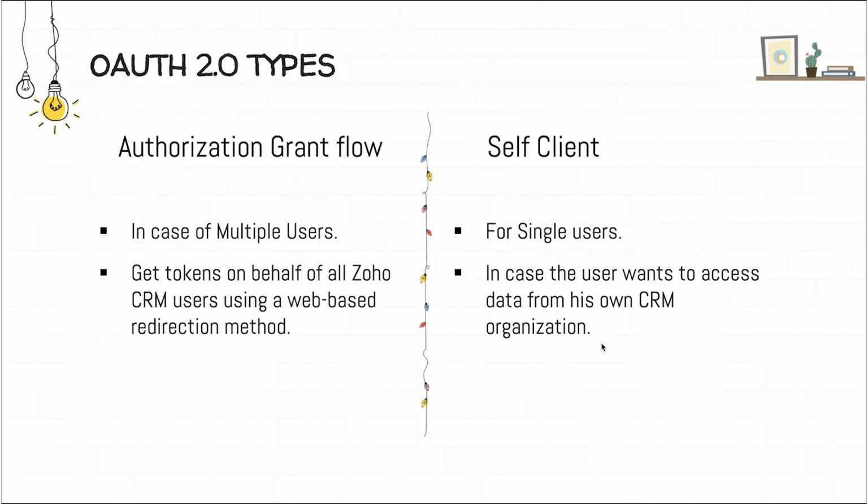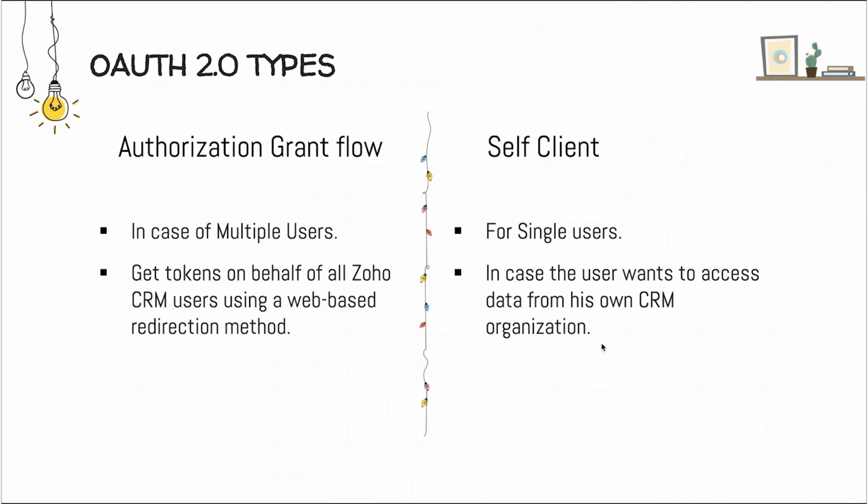So there are 2 types of authentication, like I said, self-client and a web-based redirection method. So let me just go over the self-client for a moment. Self-client is where you want to access information about your own organization. Let's say you have a CRM and you're a part of your organization, and you want to use information from within your organization using a client application developed by yourself. So in that case, you would probably go for a self-client option wherein Zoho acts as a server, so you don't need a server to authenticate yourself.